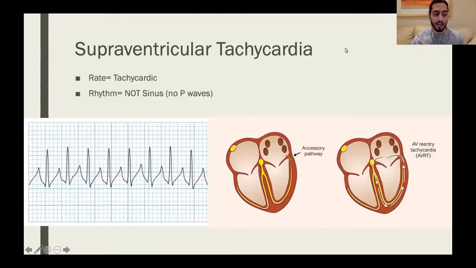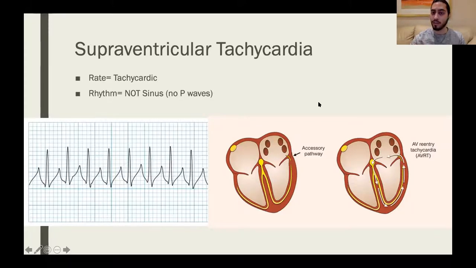Speaking of which, when you cannot see any P waves and you see this sort of morphology on the ECG, you can classify that as supraventricular tachycardia, otherwise known as SVT. We won't go into the details of the different types of SVTs because that's less preclinical and more for your later clinical years. But just for reference, if you see a patient that is tachycardic and you cannot see P waves on the ECG rhythm strip or anywhere on the ECG, you can consider a differential of an SVT.